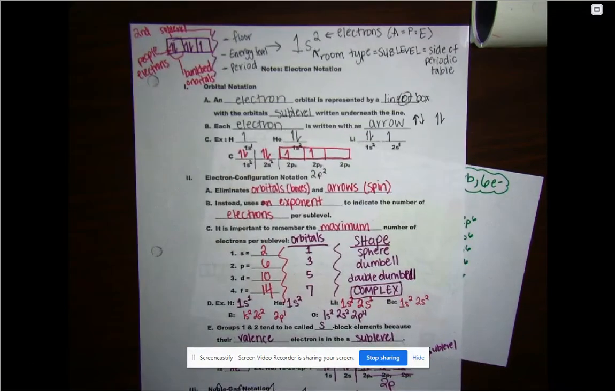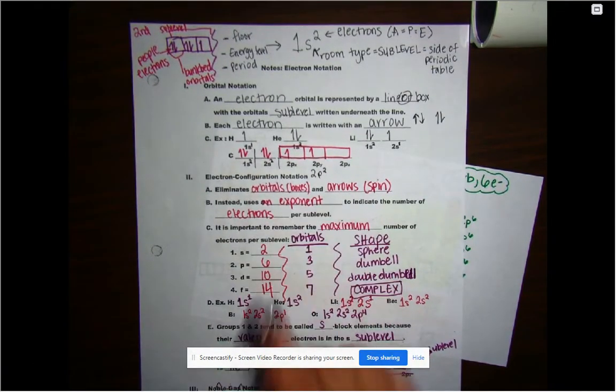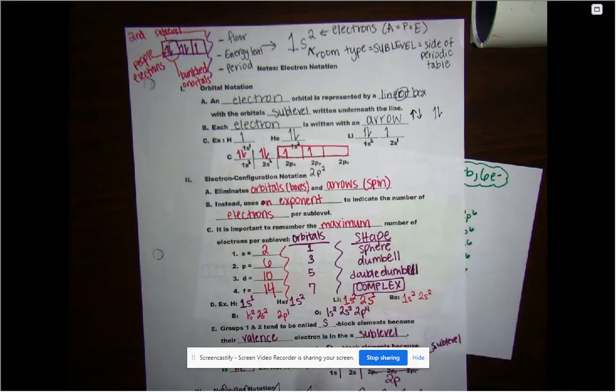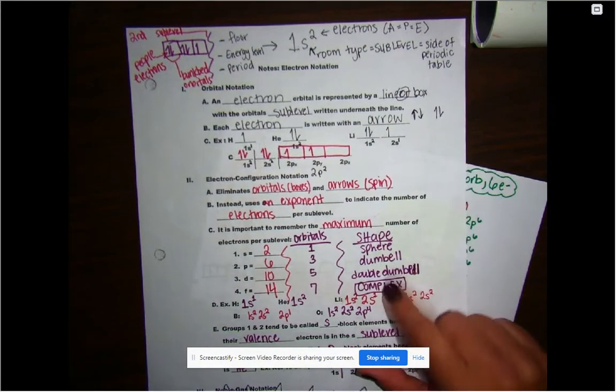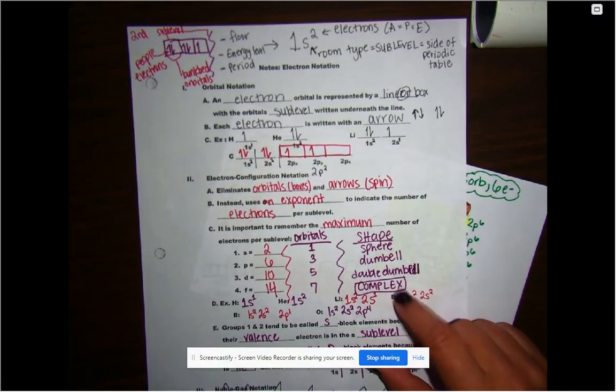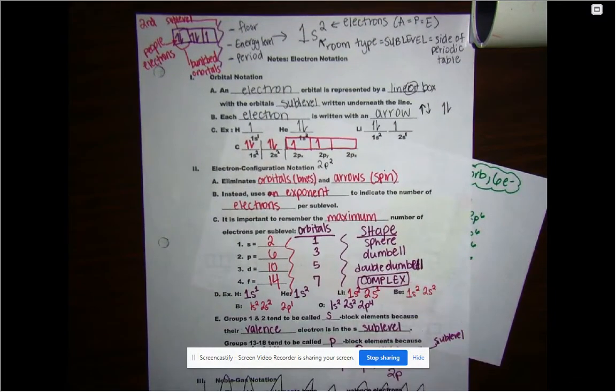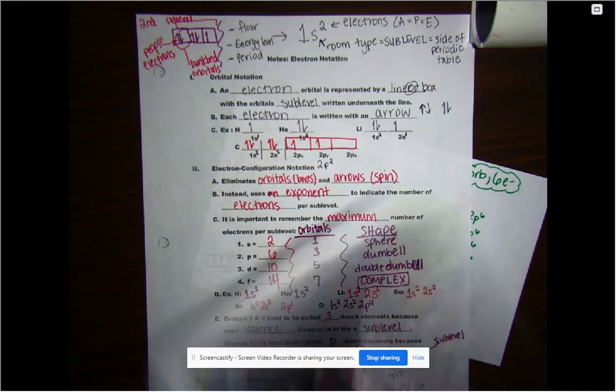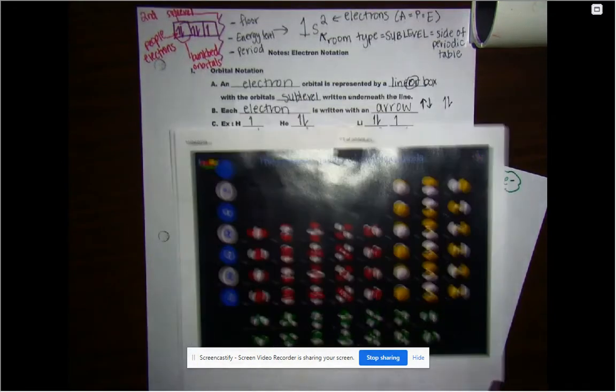We finished these notes yesterday, right? So we kind of reviewed all that. We went over the orbital diagram. We talked about the different shapes: sphere versus dumbbell, dumbbell, and then complex, meaning it's a lot. And so we got to look at these pictures to see those actual shapes.